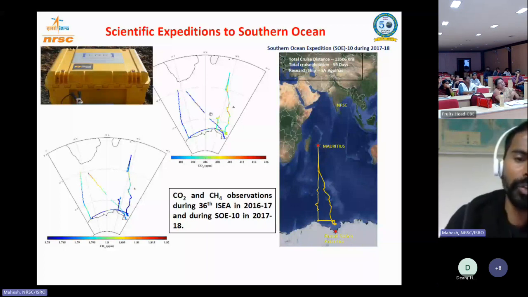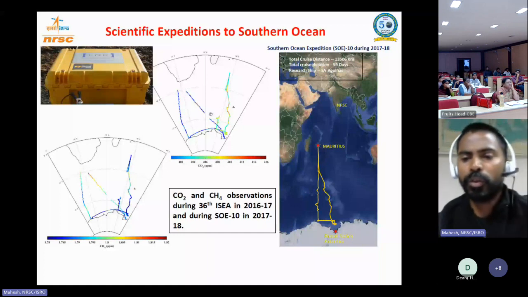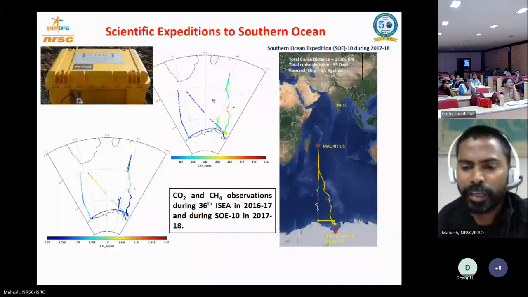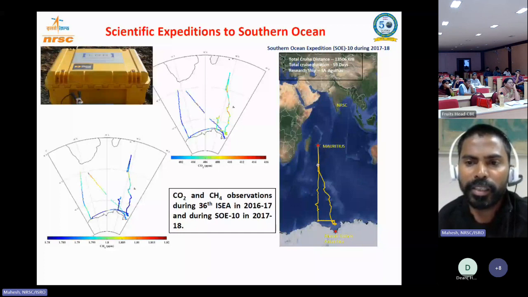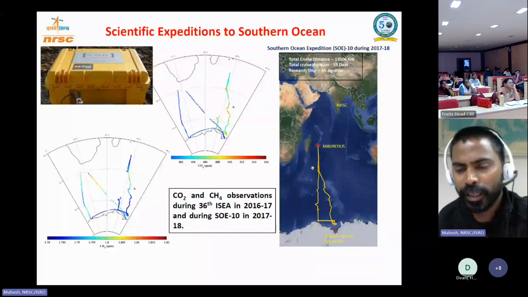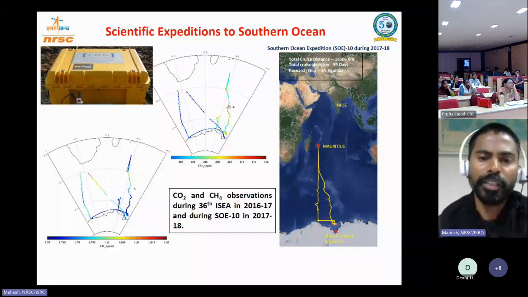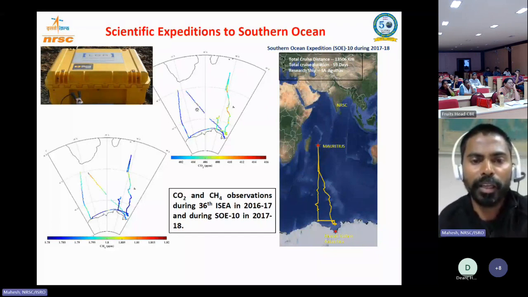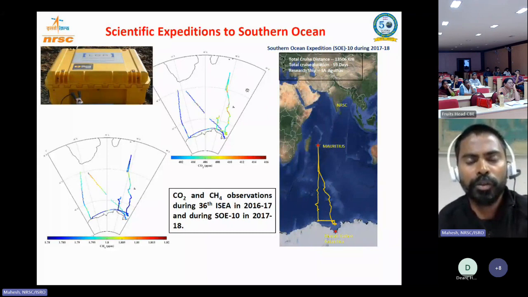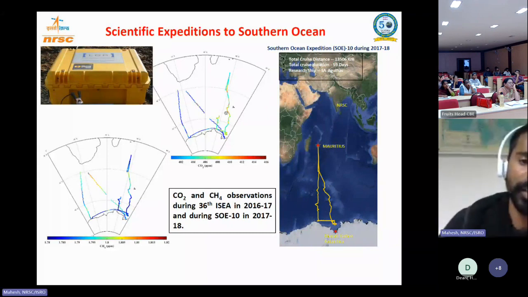So to see which part of the ocean is really acting as a strong sink for CO2, we could see these are the two different tracks. We could measure at different time periods. One is from South Africa to Bharti station in Antarctica, and the other expedition started from Mauritius to Bharti. So this is the Mauritius track and this is the South Africa track. Between these two tracks, there is a difference in carbon dioxide and also methane concentration, and that is how the ocean marine ecosystem is responding to the CO2.